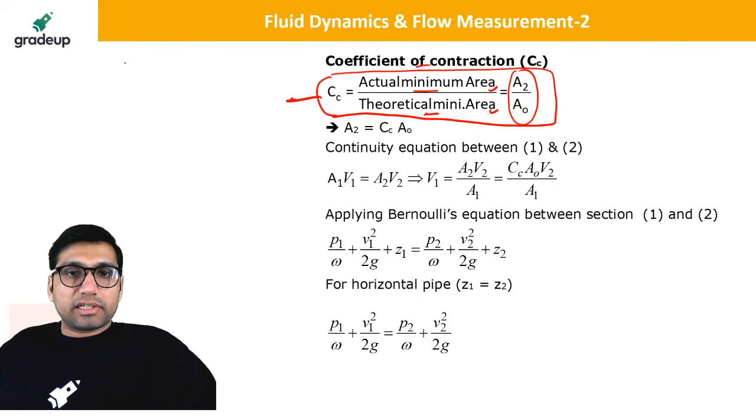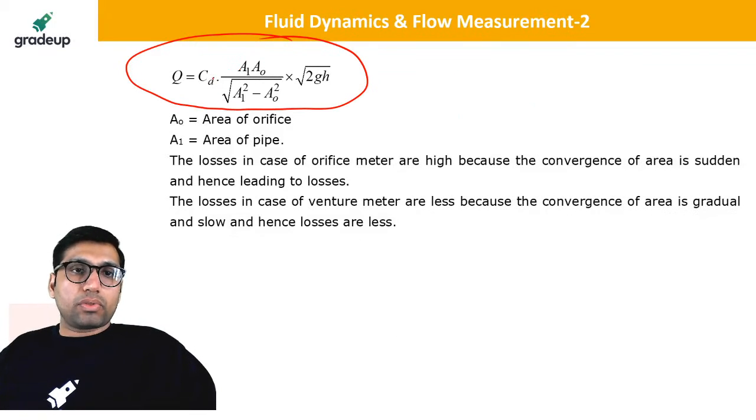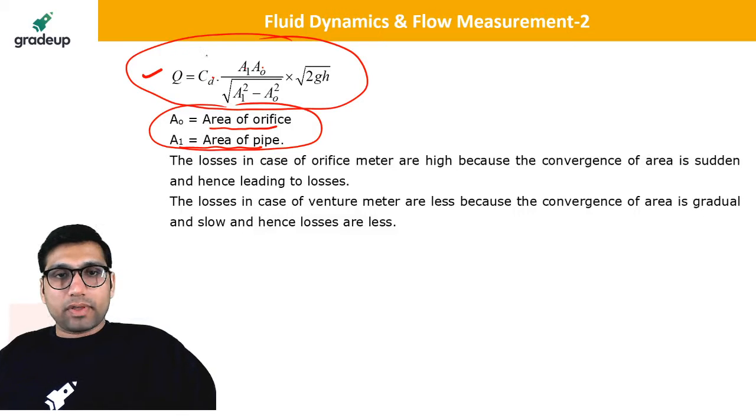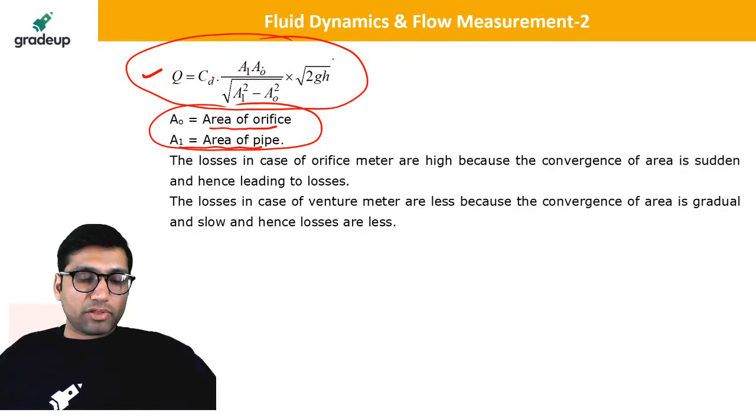Now there is also a relation between coefficient of contraction and discharge. I will tell you later on. Now this is the formula for discharge through the orifice meter. It is equal to coefficient of discharge into A1 into A0, where A0 is the area of the orifice and A1 is the area of the pipe. This is how you find the value of discharge through the orifice meter. And H you can find by the same relation we have used for the Venturi meter.